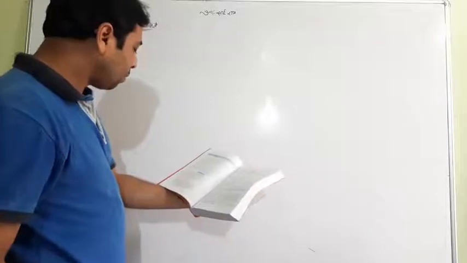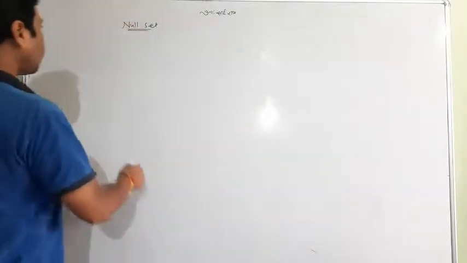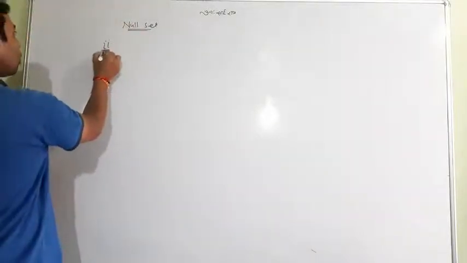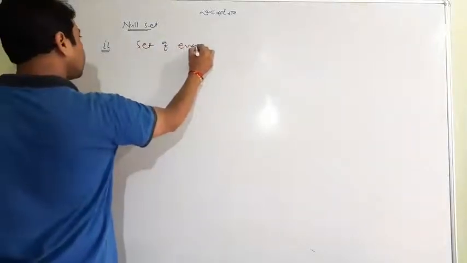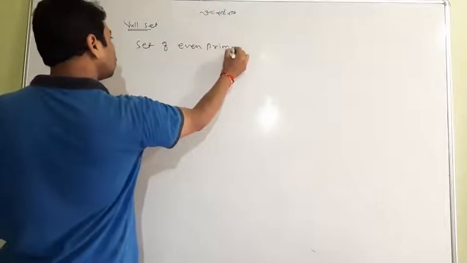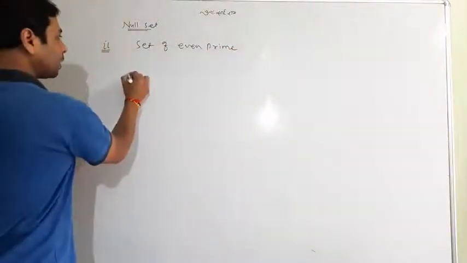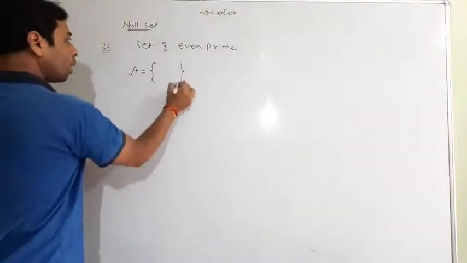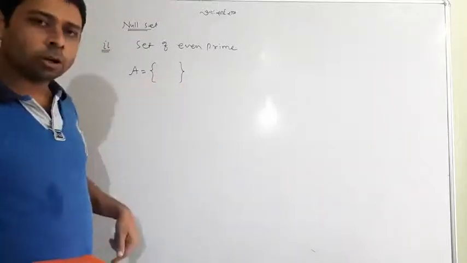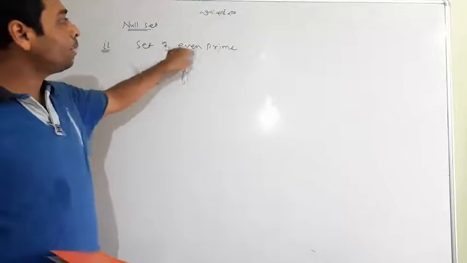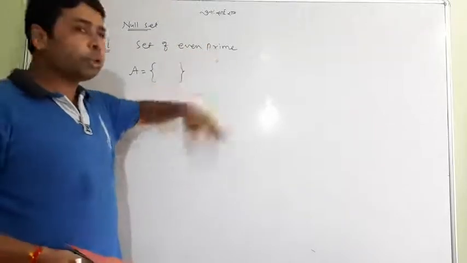Suppose I ask you question number 2, the set of even primes. Now try to make the set. Are we able to make the set? Does any element come here or not? Like the set of even primes. So what about the prime numbers?